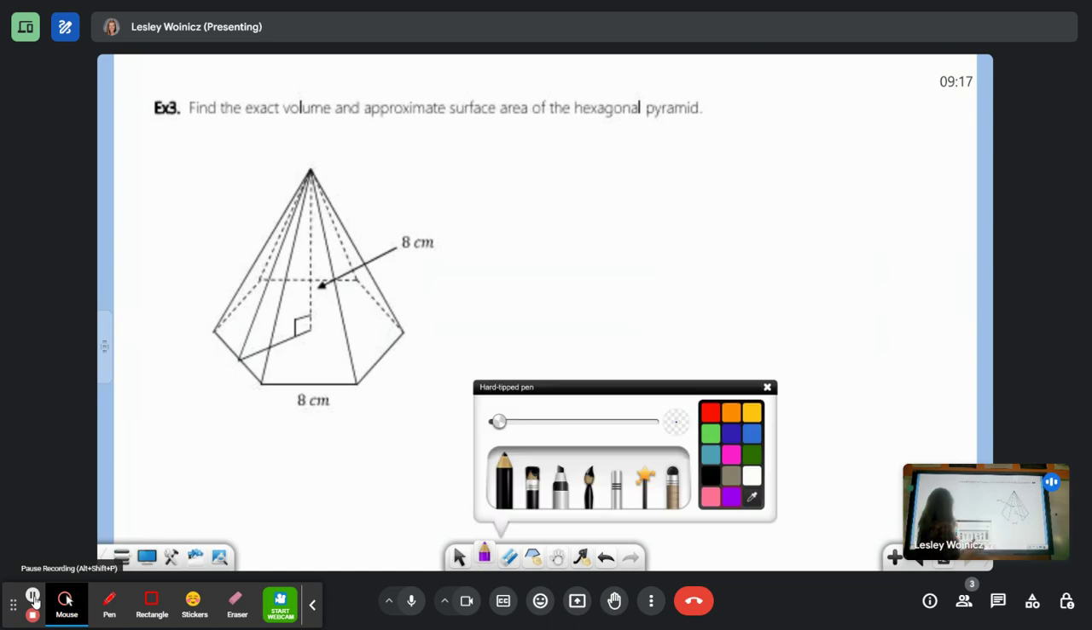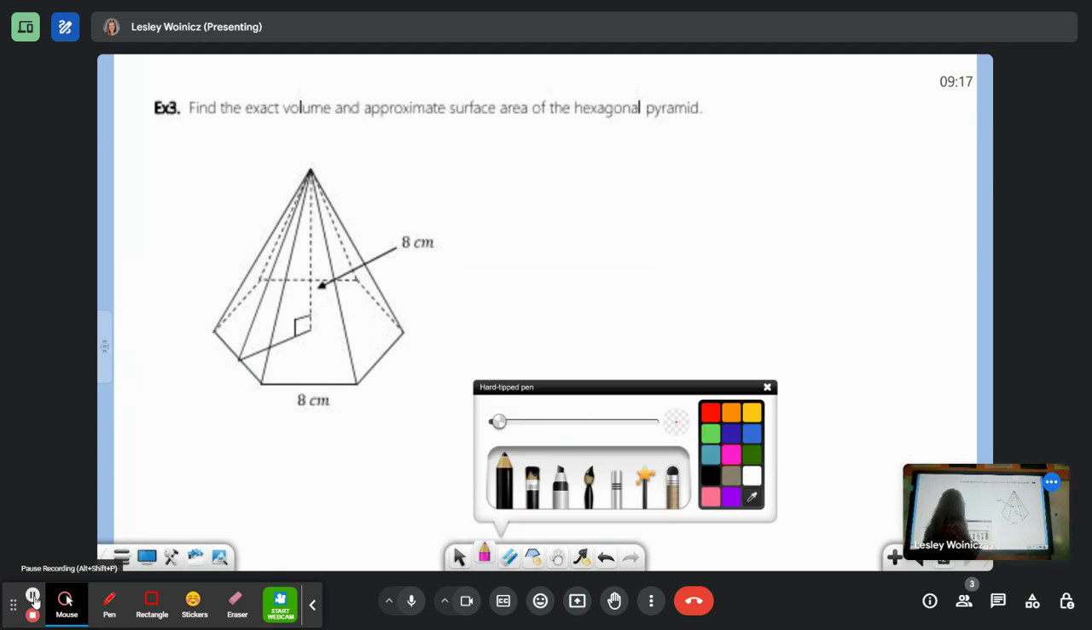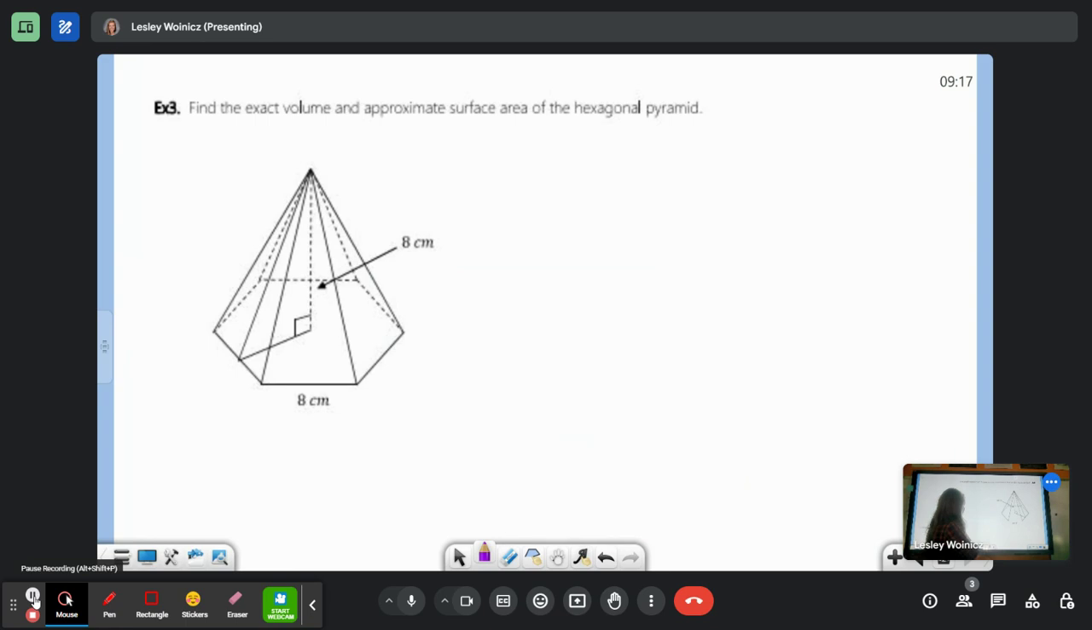So we're going to find the exact volume and then we're going to approximate the surface area. Which one do you guys want to do first? Surface area because it's harder. All right, so what do we need for the surface area? The base. We need the apothem. What else? The lateral area. And the base. What do we need to get the lateral area? And the slant height. So I can already tell what the perimeter is going to be, right? Because our N is 6.